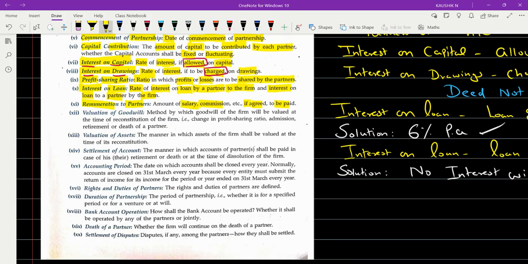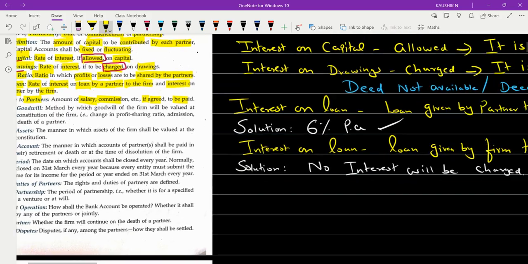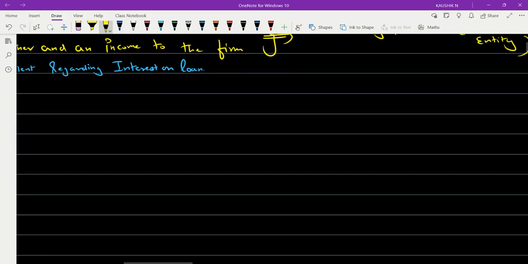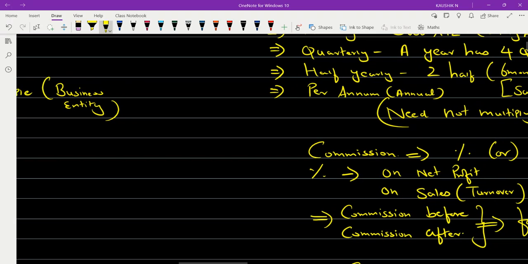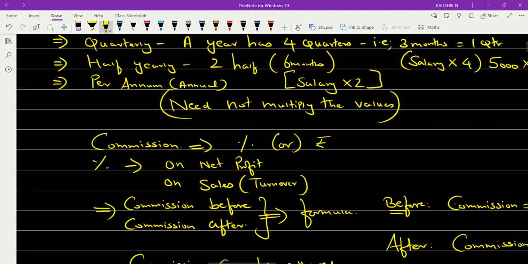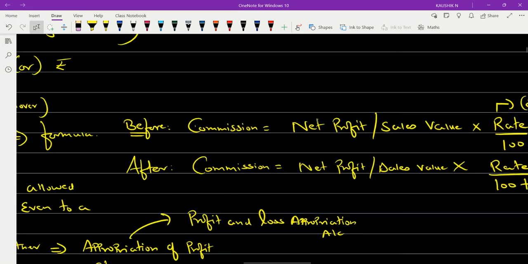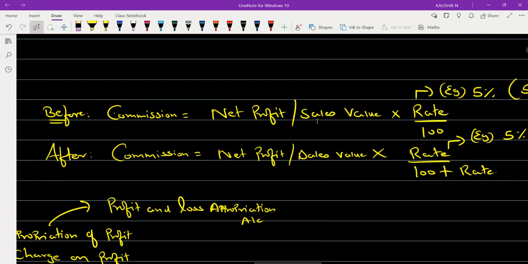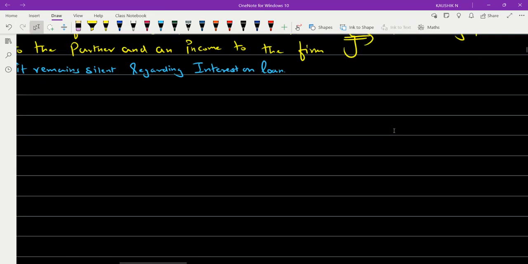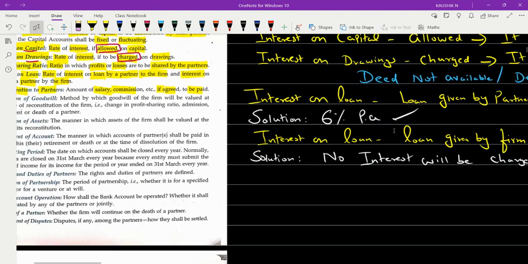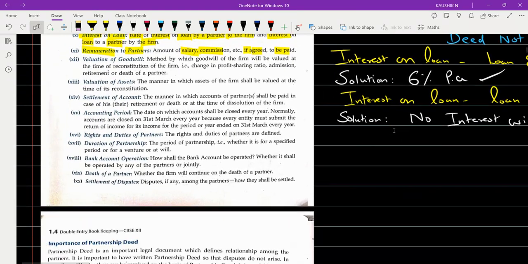Okay. And if you can recollect your final accounts with adjustments, you would have come across manager's commission, where you'd have come across these two formulas. Do you remember? Commission: rate by 100, or rate by 100 plus rate. So the same is applicable here. It is not something new that we are applying here. It's the same that we learned. So what we learned in 11th is carried over to 12th. It's one of the good examples.